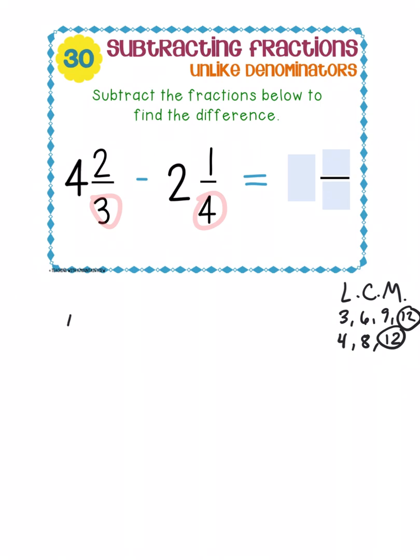So I'm going to convert 4 and 2/3. Whoops, that's wrong. To 4 and 8/12. From that, I'm going to subtract 2 and 3/12.